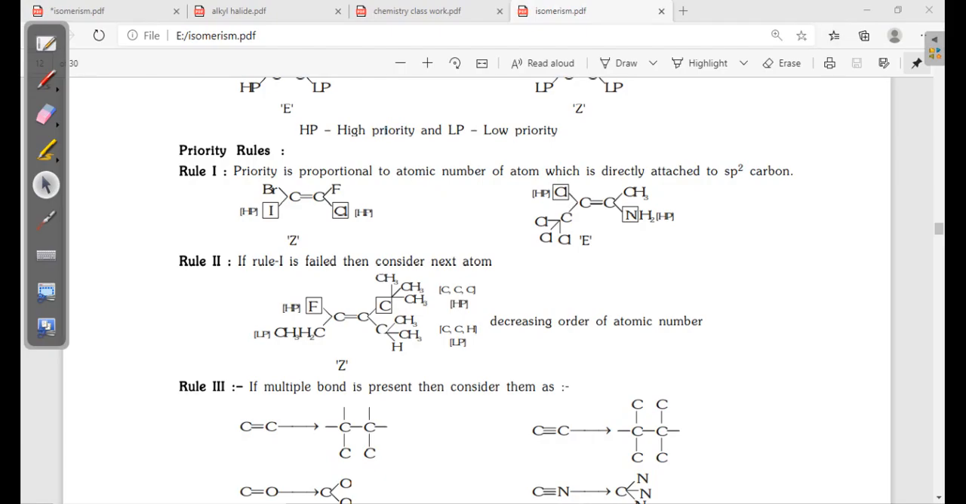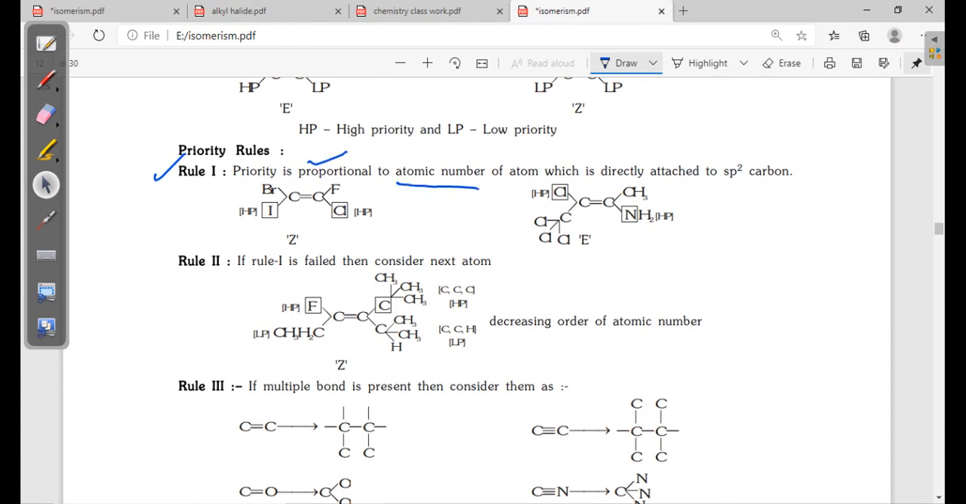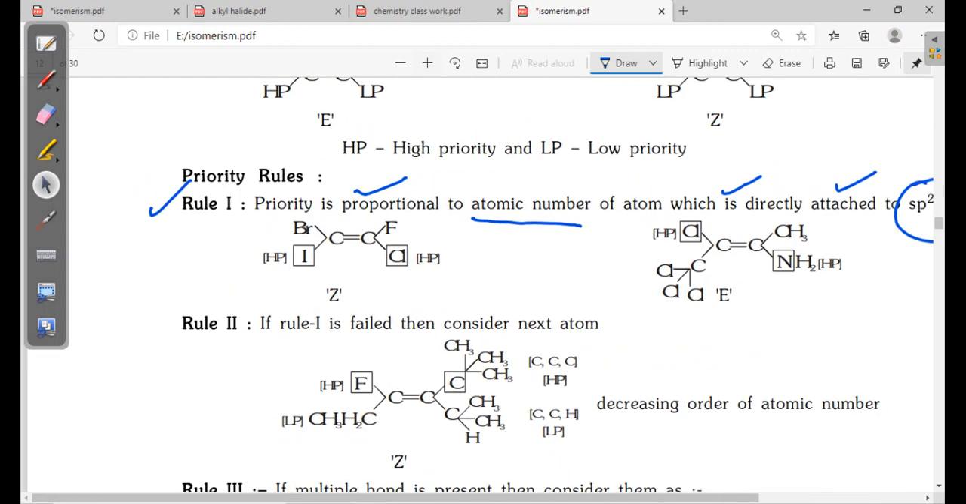See, these are the priority rules. The priority is proportional to the atomic number. Higher atomic number gets number 1, lower atomic number gets second preference. Consider the atom directly attached to the sp2 carbon. See here, the directly attached atoms. The sp2 carbon is this one. Attached to this sp2 carbon are bromine and iodine. Iodine has the higher atomic number, so it is the higher preference group. Between fluorine and chlorine, chlorine is the higher preference group.